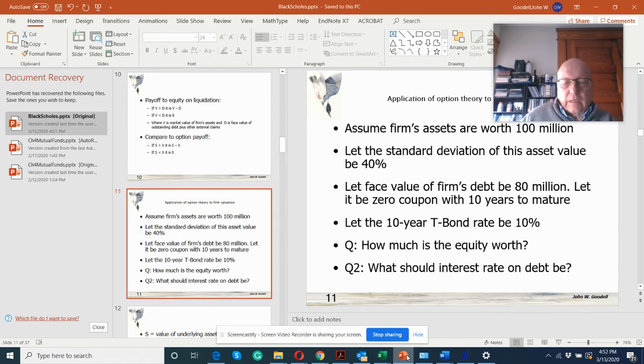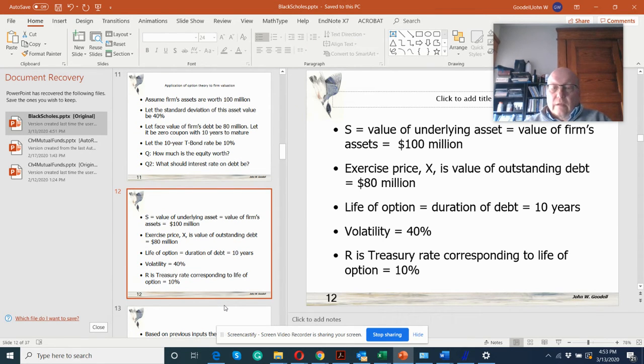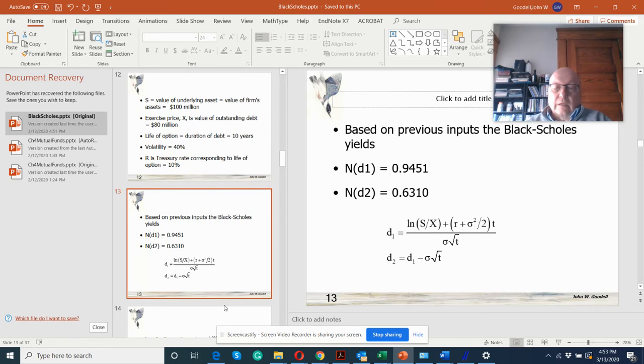Hello again. So this is the second video in how to value stock as a call option on the value of the firm. We stopped in the last video at these numbers, which, if we use them in the Black-Scholes formula, S is 100, X is the debt, which is 80. Life of the option is the duration of the debt, which is 10 years here. Volatility is 0.4, R is 0.1. We get these numbers. You could try that at home, by using the Black-Scholes equation, see if you get the same thing.